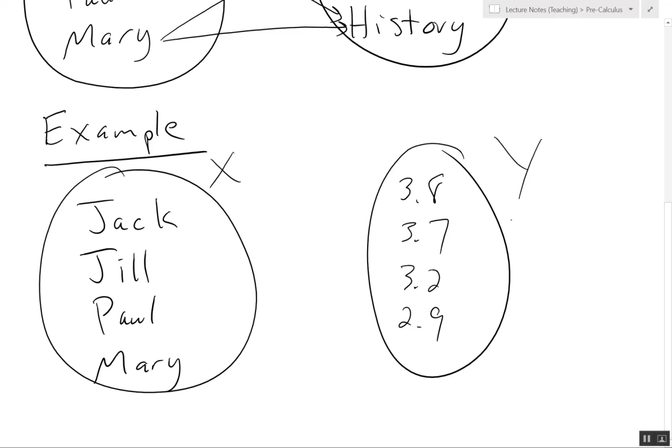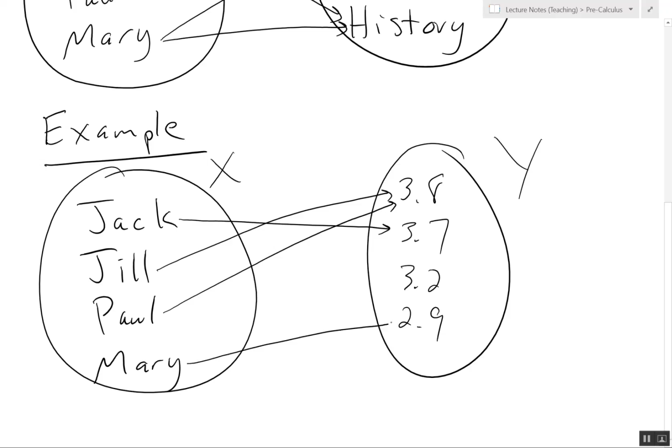Now, each person has exactly one GPA. A person cannot have more than one. So Jack maybe has 3.7. Jill maybe has 3.8. Paul may also get 3.8. And Mary maybe did not do so well this semester and got a 2.9. And notice here, the big idea is that each person has exactly one value associated with them. So Jack has one GPA, Jill has one GPA, Paul has one GPA, and Mary has one GPA.